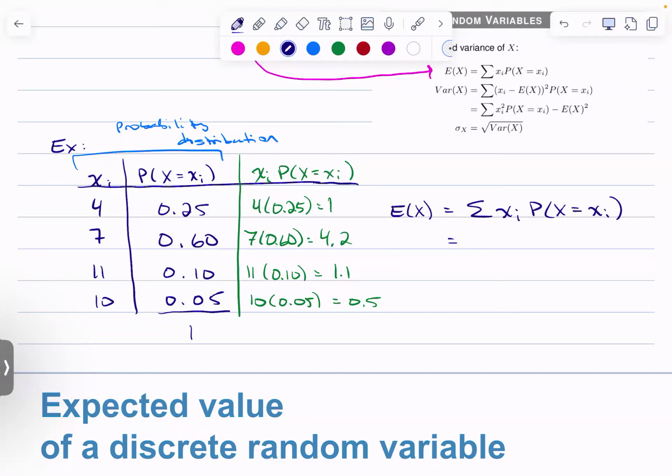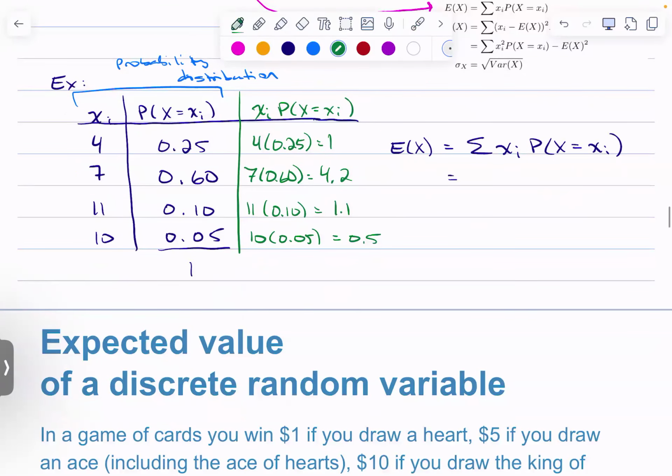If I add these all up, so far I've done each of these components. For each of my observations, I've done x times the probability of that happening. Now I need to add those all up. One plus 4.2 plus 1.1 plus 0.5. I get 6.8. Does that make sense? I think so.